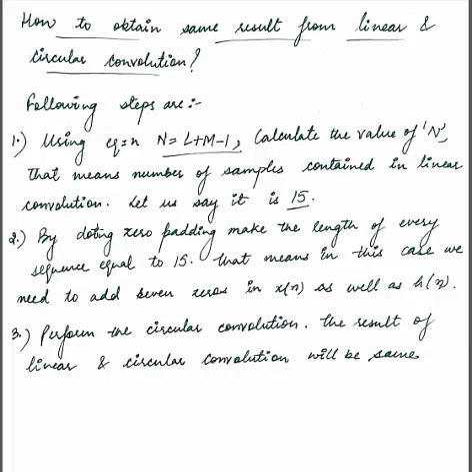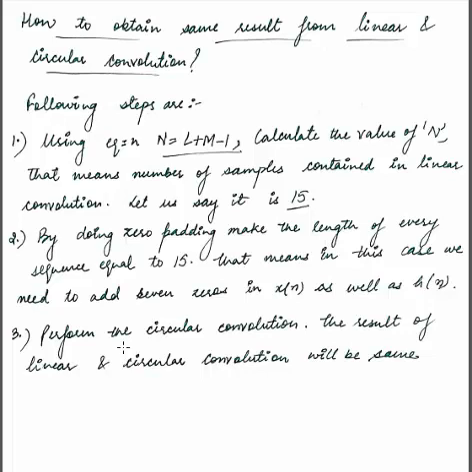The second step is, by doing zero padding, make the length of every sequence equal to 15. We have two sequences, x of n and h of n. So by using the concept of zero padding, we have to make the length of both sequences equal to 15. That means in this case we need to add 7 zeros in x of n as well as in h of n.